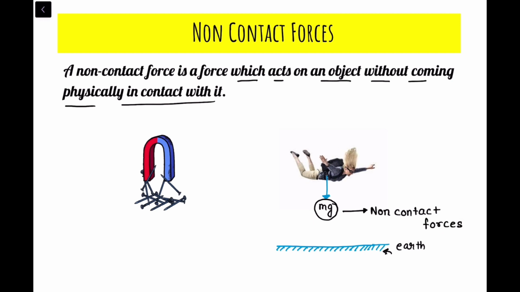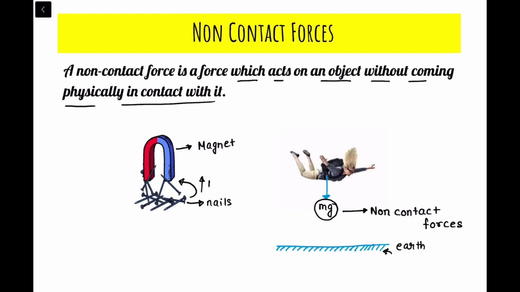Similarly, suppose I have a magnet over here, and these are the nails. When I bring the magnet close to the nails, not in contact with them, just close to the nails, what will happen? The nails will jump from the ground towards the magnet, if the magnet is strong. The magnet is not in contact with the nails, but the nails still jump towards the magnet. So the magnet is exerting a force.